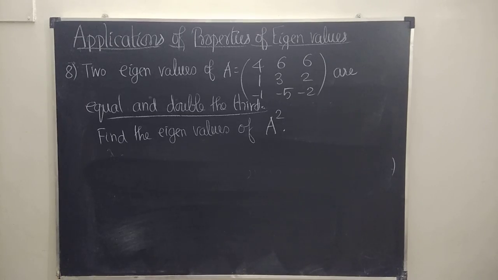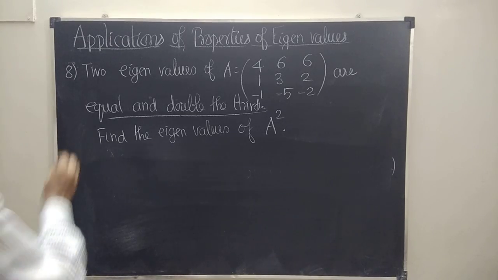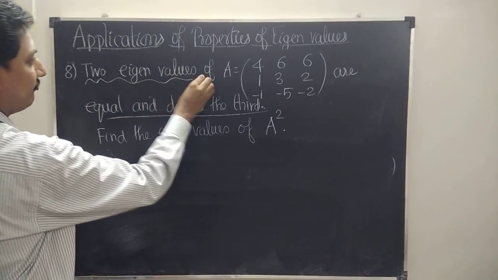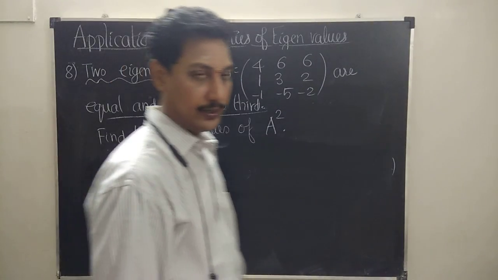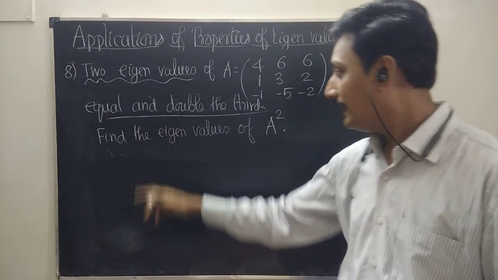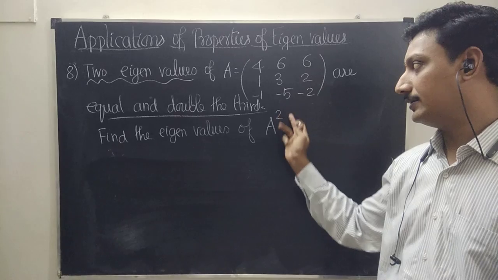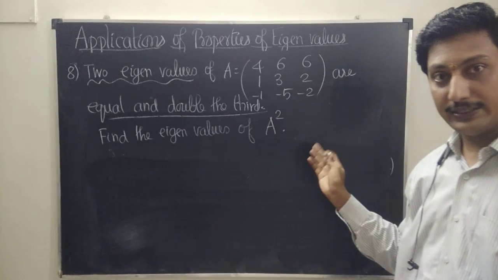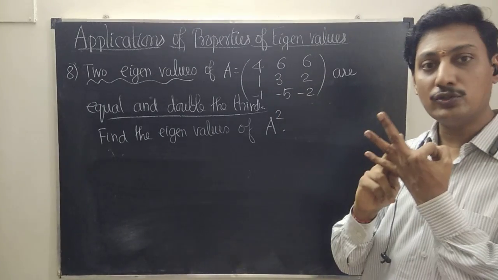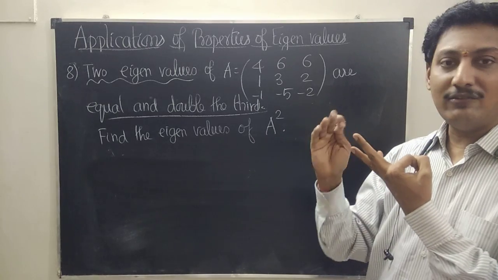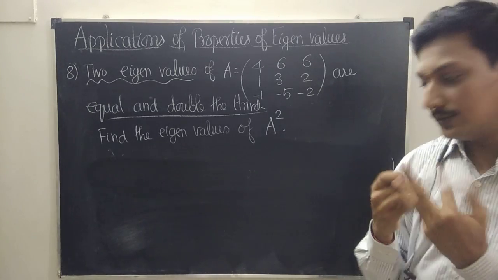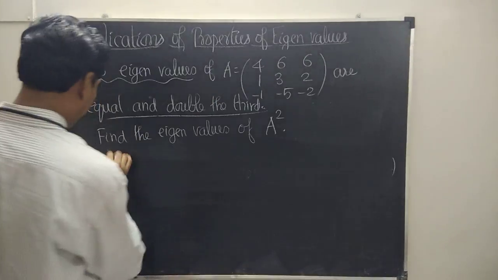The eighth sum: two eigenvalues of the given 3 by 3 matrix are equal and double the third. So there are 3 eigenvalues, two of which are equal and double the third one. So what are the eigenvalues then?